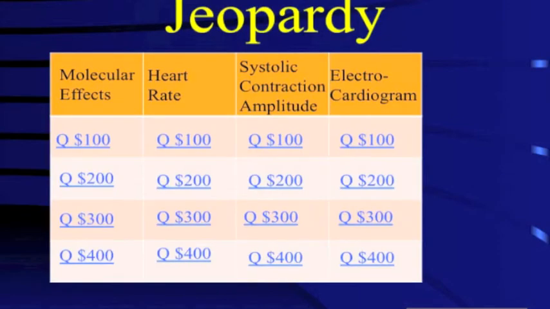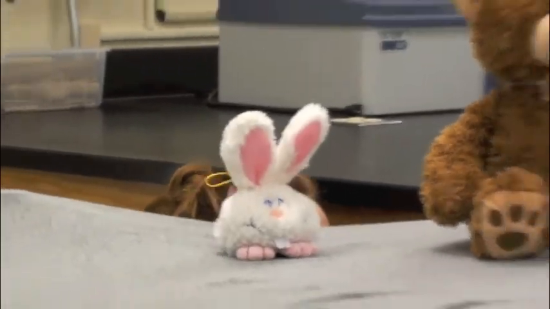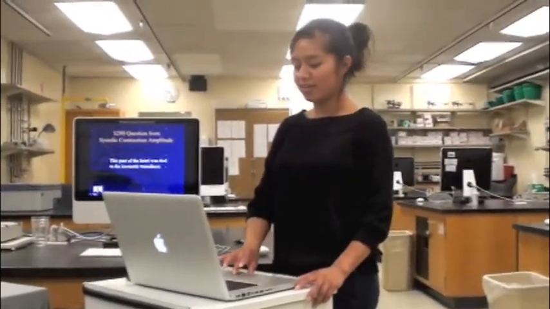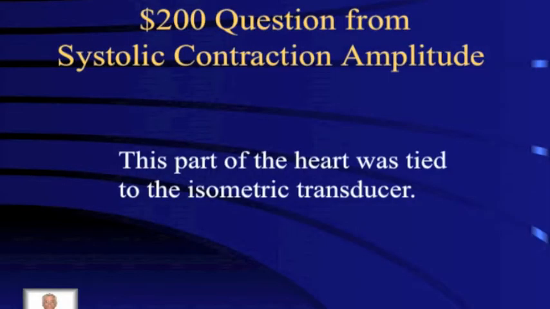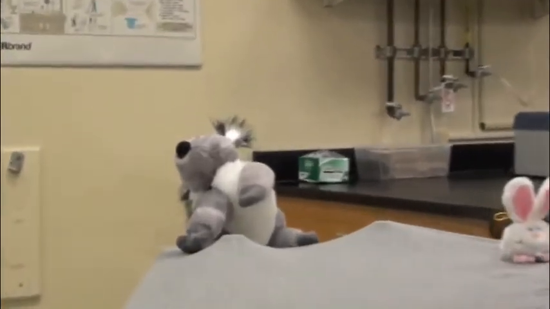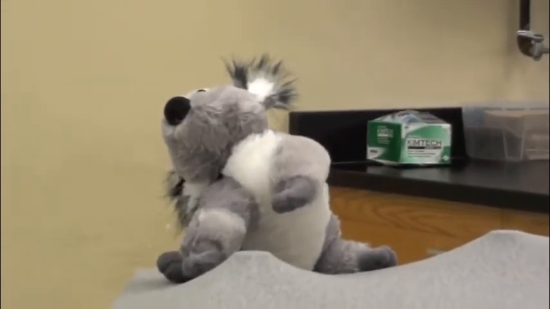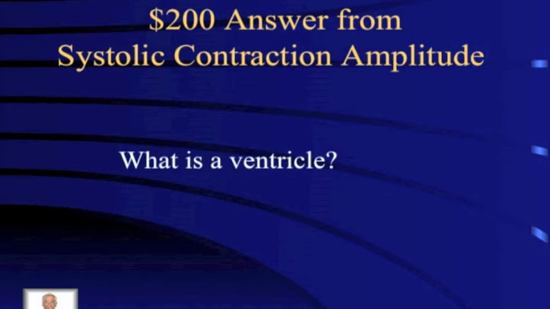And next question, Foo-Foo. SCA for 200. The question is, this part of the heart was tied to the isometric transducer. Kooky Koala, what is your answer? What is a ventricle? That is correct.